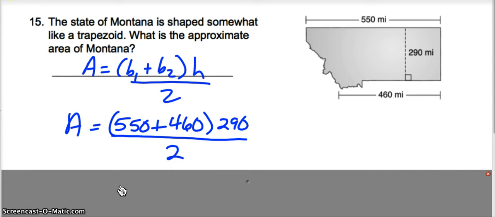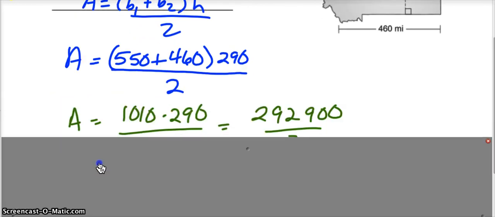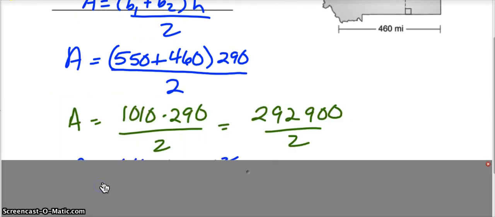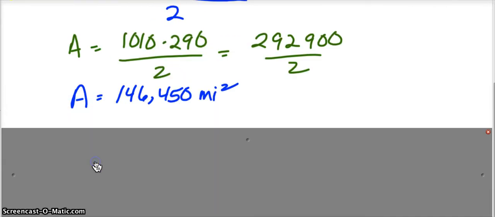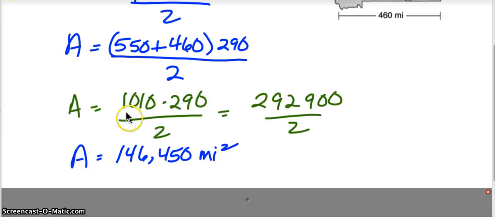550 plus 460 are the bases, times the height, which is 290 miles, divided by 2. Get 1,010 times 290 divided by 2. When you multiply the numerator, it's 292,900 divided by 2, which gives you 146,450 square miles.